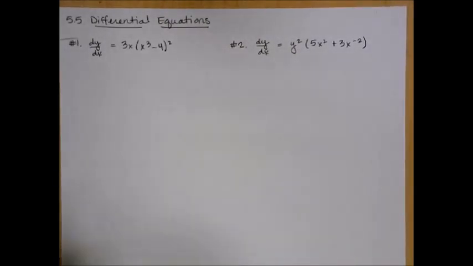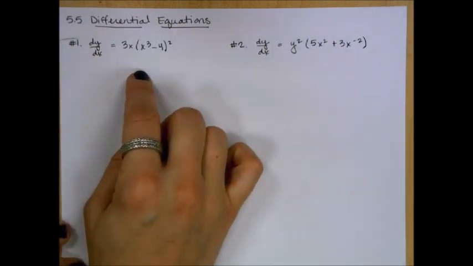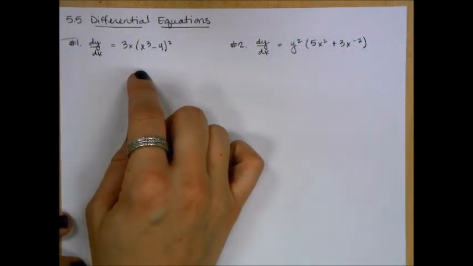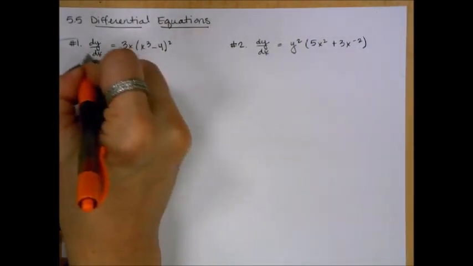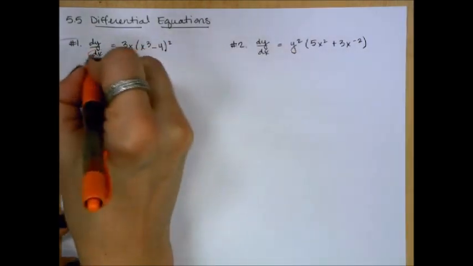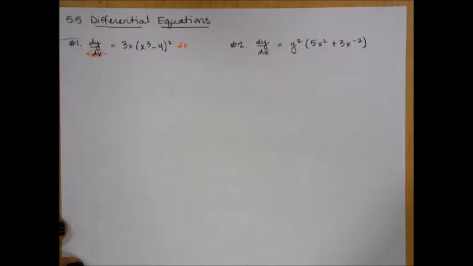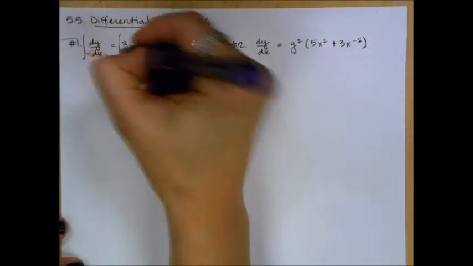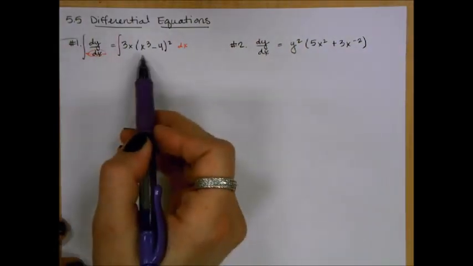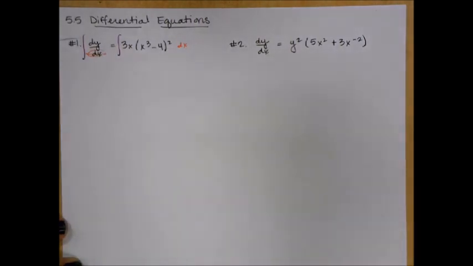So example 1, I've written down here, dy/dx is 3x times (x cubed minus 4) squared. So the first thing we're going to want to do, like always, is separate our variables and move dx over to the right side. And then we're going to go ahead and start to integrate. Now, in order to integrate on the right side, we might need to use substitution. So we're going to check out here if u substitution will work by letting u equal x cubed minus 4.